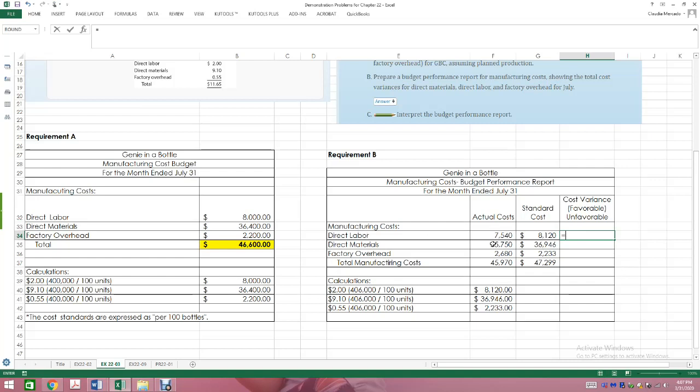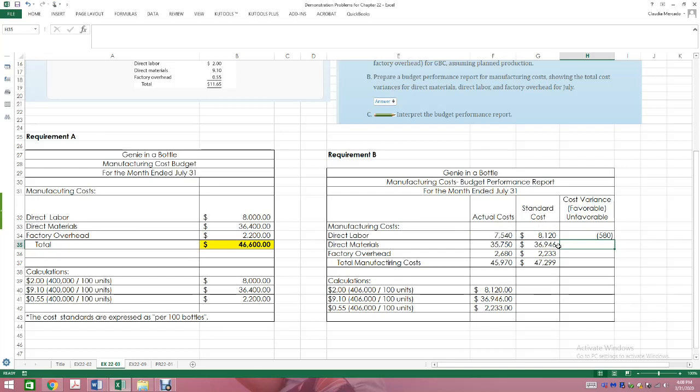Okay, for labor, the actual cost you spent was $7,540. You were anticipating spending $8,121. So I'm going to get my actual minus my standard, and that's going to give me $580 favorable. Now, why is it favorable? It is favorable because you spent less. Your actual is less than your standard. You spent less than what you had anticipated spending. So that means that you were efficient. Your people were efficient.